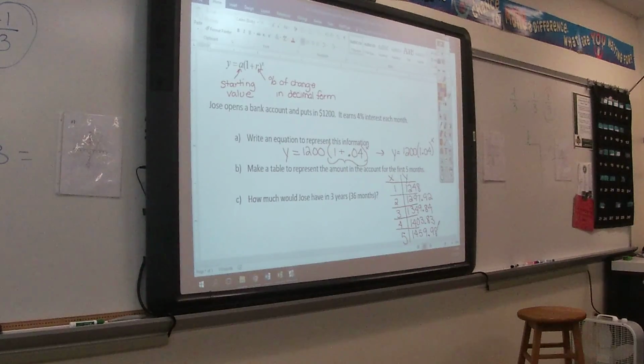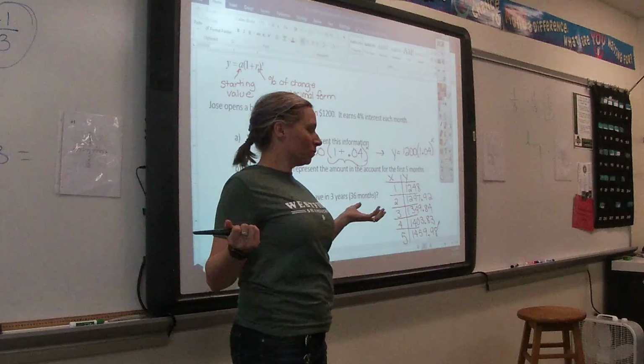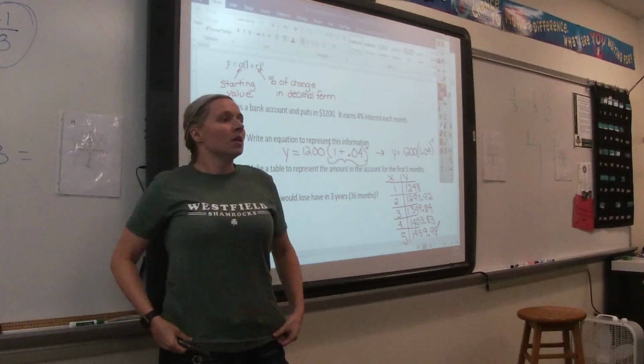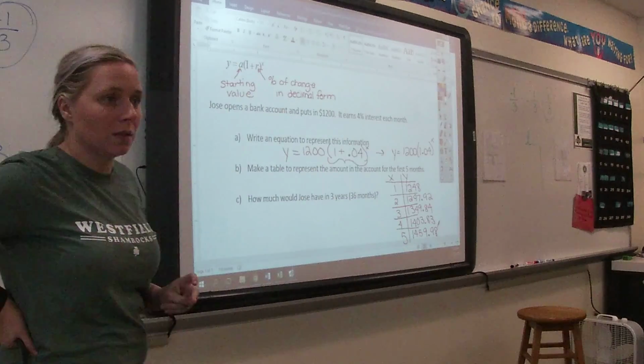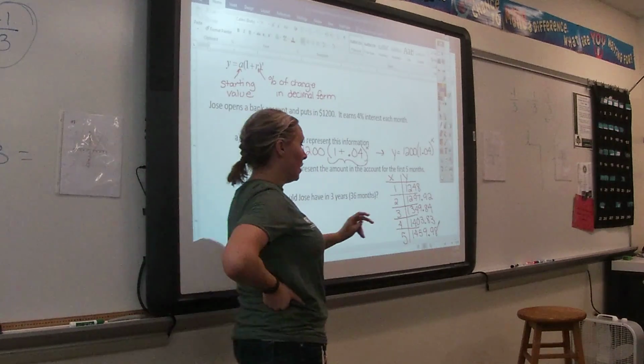Okay, so here's our table complete. That means, within the first 5 months, after 5 months, how much money do you now have in your bank account? 1,400.